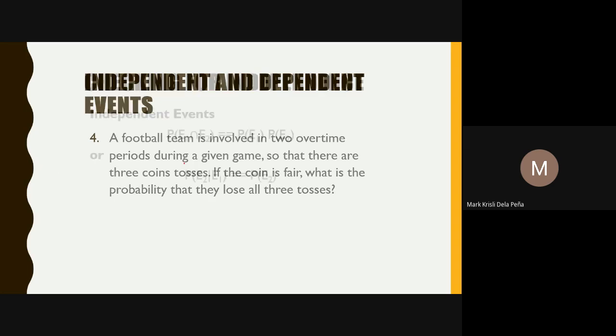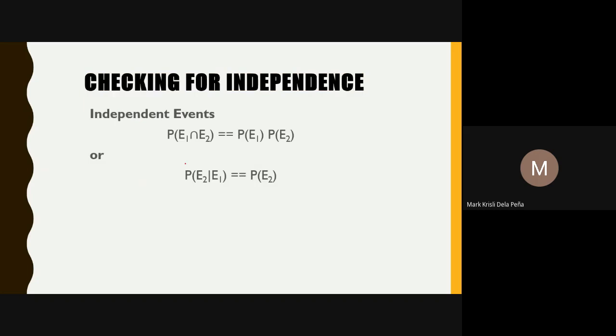And how do we check for independence? If we go back to the definition, the events are independent if the probability of E sub 2 given E sub 1 is equal to the probability of E sub 2. And since they are independent, the probability of the intersection of the events is just equal to the product of the probability of each event.